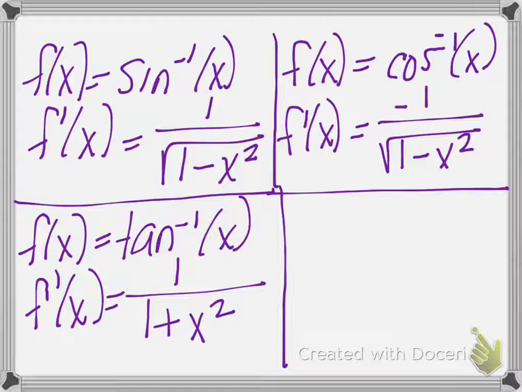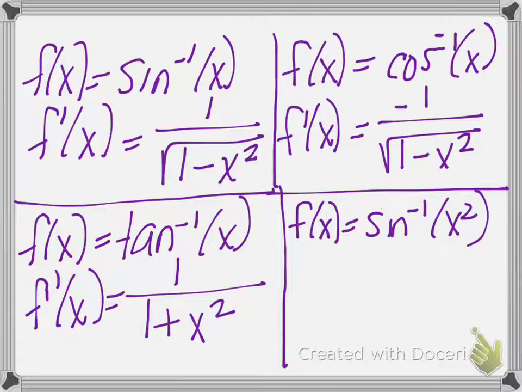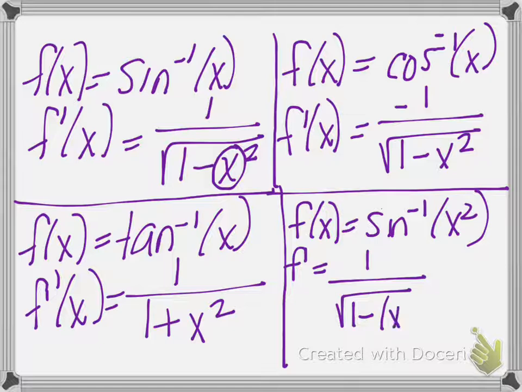Okay, so now the next question you may have is, well, what if it's not just plain old x? So what if f of x equals sine inverse of x squared? Okay, then f prime is going to equal 1 over radical 1 minus, okay, so it was an x squared because we had an x, but this time we have an x squared. So it's going to be x squared squared times the derivative, which is 2x.